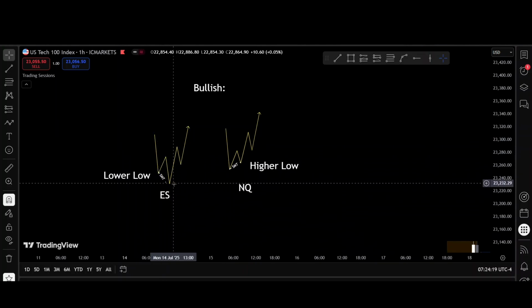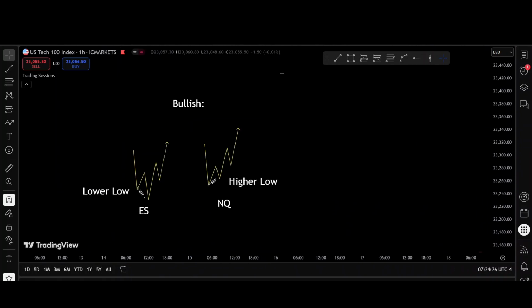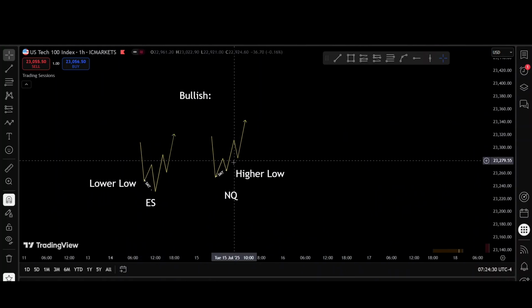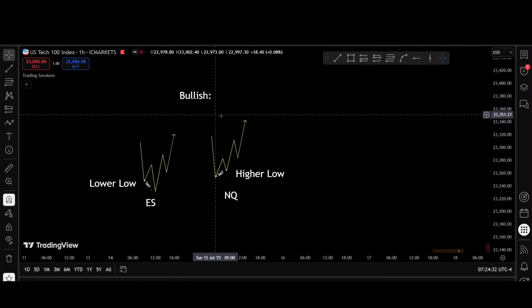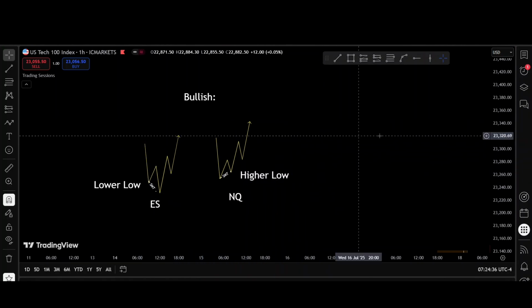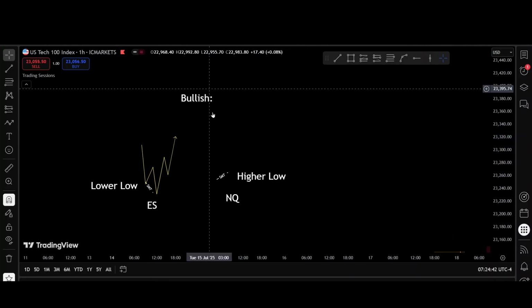For example, you can count this as a liquidity sweep with a break of structure, fair value gap, and so on. We're not gonna go into the trading part. Just know a lower low and a higher low is a bullish SMT. The lagging index is the one that made the lower low. The non-lagging index is the one that made the higher low. Alright?